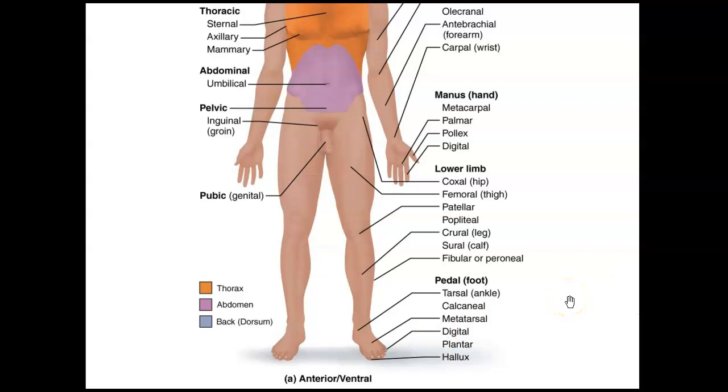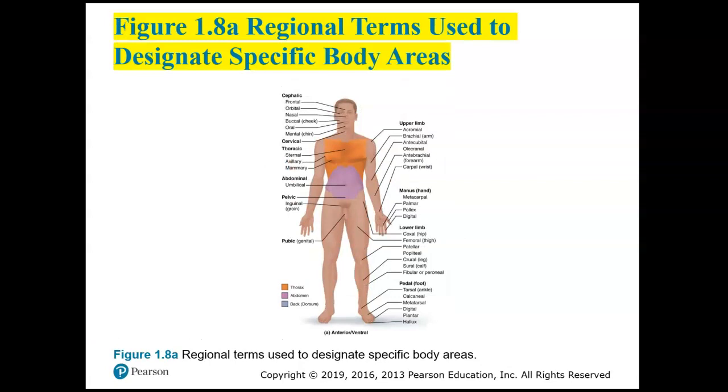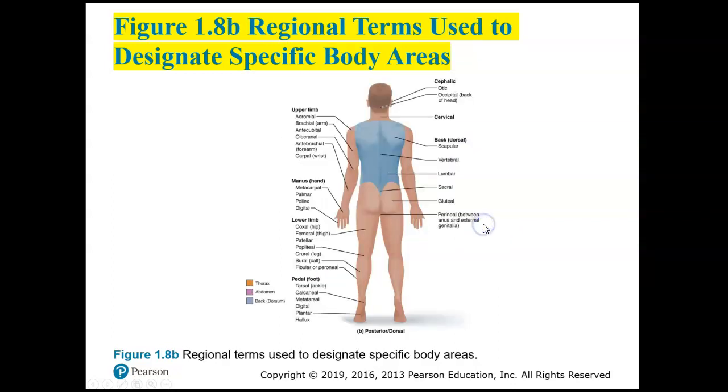So you need to learn all these. Whatever you need to do to learn all these terms, you need to be able to say them, point to your own body or a friend or a family member, and say these terms without looking. You need to know them very, very well, okay? How to say them, how to spell them, just know them backwards and forwards.